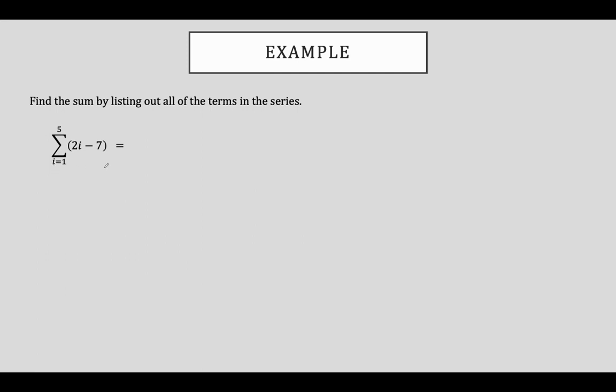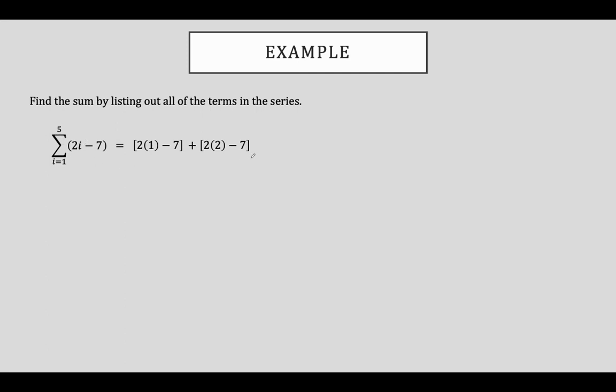The first term in this sum we would obtain by plugging in 1 for i. That would be 2 times 1 minus 7. Then I would continue to plug in integers. The next integer after 1 would be 2. That would give me the next term in the sum, 2 times 2 minus 7. And notice I'm going to put an addition symbol in between these terms because sigma tells me I want to add all the terms together.